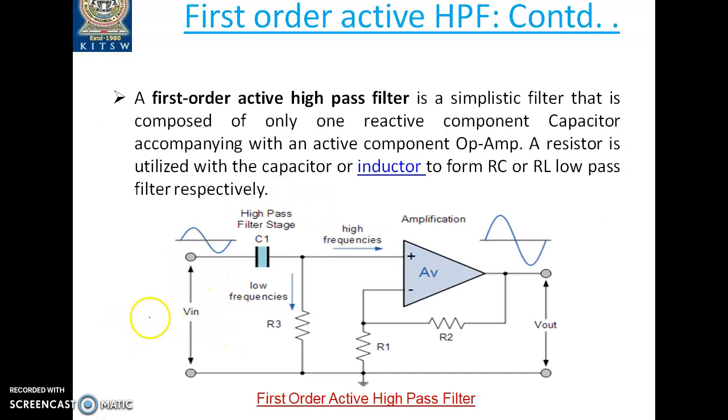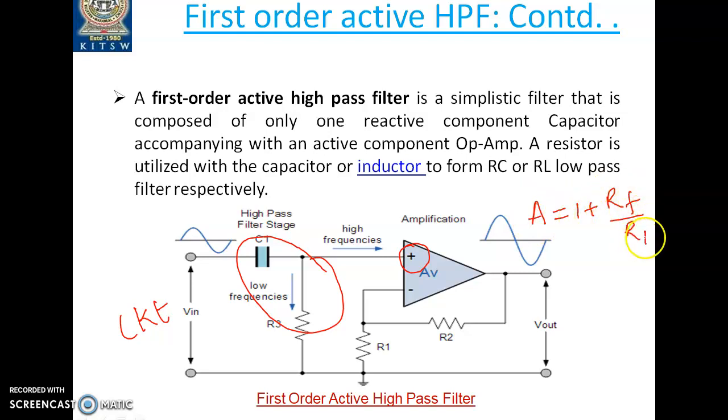Alright, so this is the circuit diagram of the first order active high pass filter. And you can clearly see from this circuit that we have given this RC pair to the non-inverting input of the operational amplifier. So obviously, what is the pass band gain? The pass band gain A is equal to 1 plus Rf by R1. That's all. So a first order active high pass filter is a composite of only one reactive component, a capacitor, accompanying an active component.